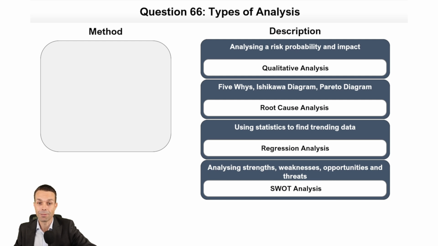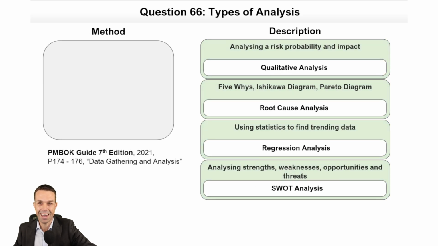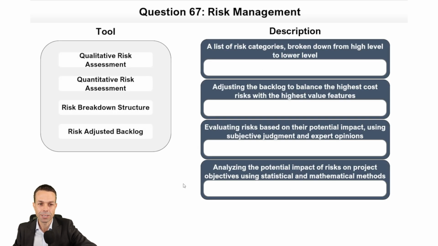Let's have a little check. And that one is correct. Wonderful. Page 174 to 176, Data Gathering and Analysis in the PMBOK Guide 7th edition. How did you guys go with that one? That one is not too bad. Pretty straightforward and really good to be up to speed with all of these terms that we're going to see in the real world and on the exam.